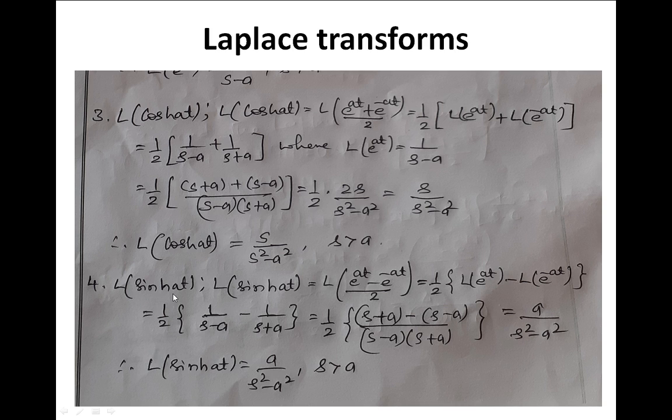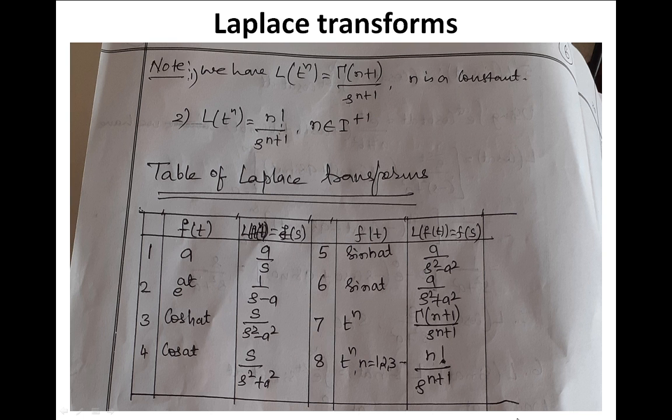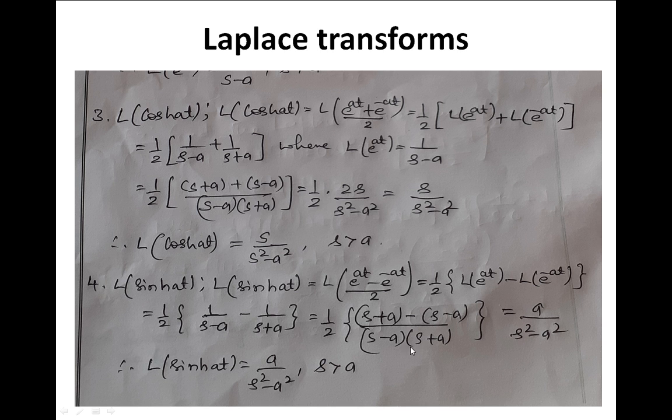What is the definition of sine hyperbolic at? There is a minus sign, that's all. If it is cos hyperbolic, it is plus, and if it is sine hyperbolic, it is minus. Again, the procedure is the same. Just for convenience, I have taken this example. Note the difference between cos hyperbolic and sine hyperbolic, that's all. For cos hyperbolic this is plus, and for sine hyperbolic this is minus.